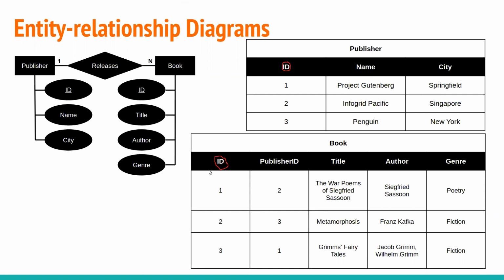They wouldn't necessarily have to be the same. Here they are 1, 2, 3, but you can picture if we had more books, it would be 1, 2, 3, 4, but there could still only be 3 publishers, for example. But you'll see how to read it now.